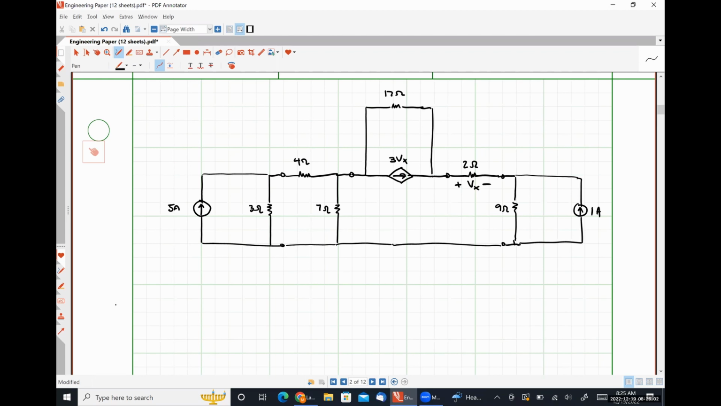I would argue that we have 3. What's stopping that dependent source in parallel with a resistor from being treated as a practical source? Absolutely nothing, okay? So anytime that we have a current source in parallel with a resistor, we have a practical current source. Anytime that we have a voltage source in series with a resistor, we have a practical voltage source, okay? So let's start by manipulating the practical current source on the left.